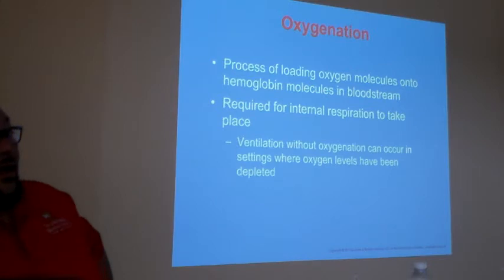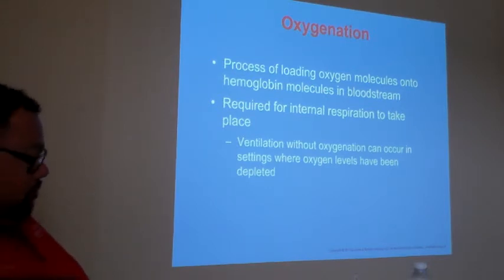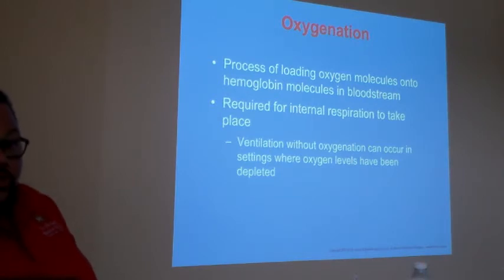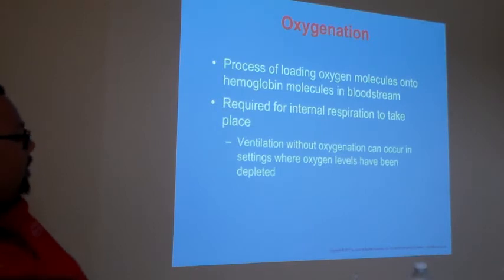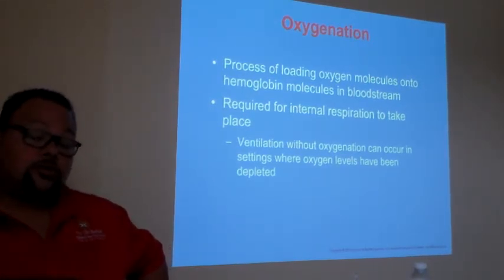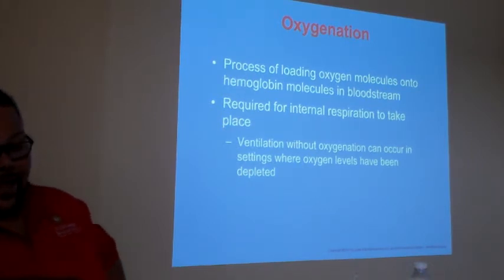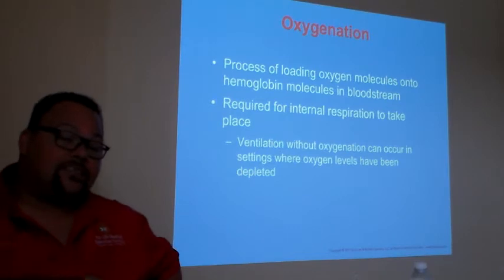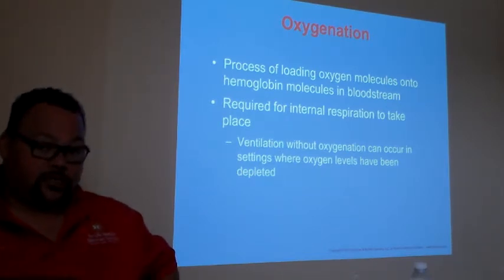You can't move around, no different than insulin and sugar. Oxygen cannot move around in the bloodstream and get into anywhere. It can move around on its own, but it can't get into anywhere unless it is attached to hemoglobin. Okay? To get across those barriers and those membranes, it has to be attached to hemoglobin. Okay? This is something that has to happen for internal respiration to take place.